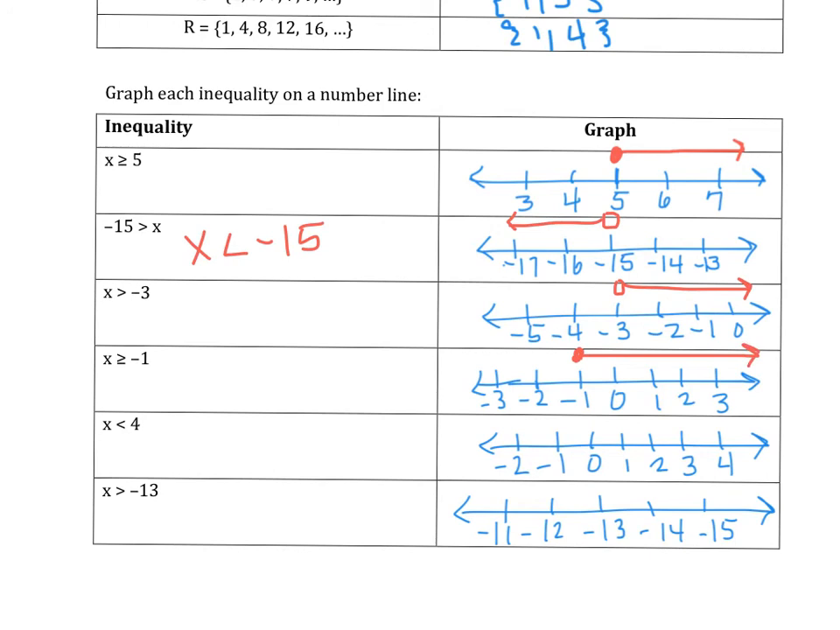X is less than 4. It does not necessarily equal 4, or it can't equal 4, so we're going to have an open circle and everything less than. X is greater than negative 13. Negative 13 will be an open circle because it didn't say that it equals it or that it could equal it, and then it's everything greater.